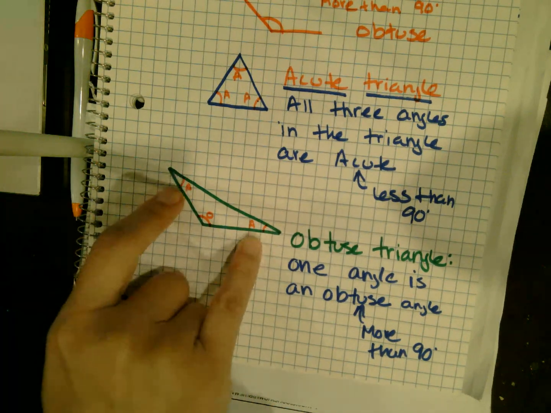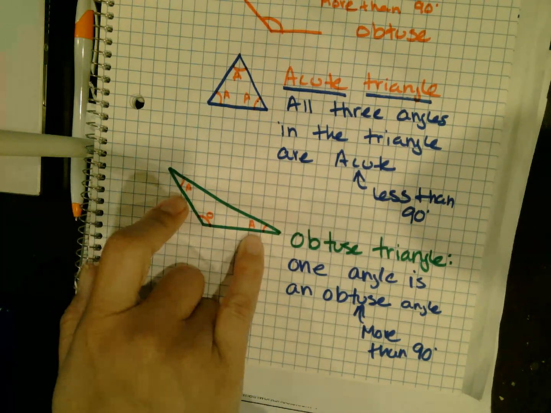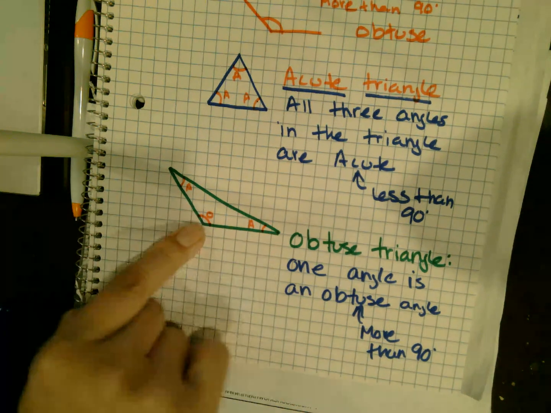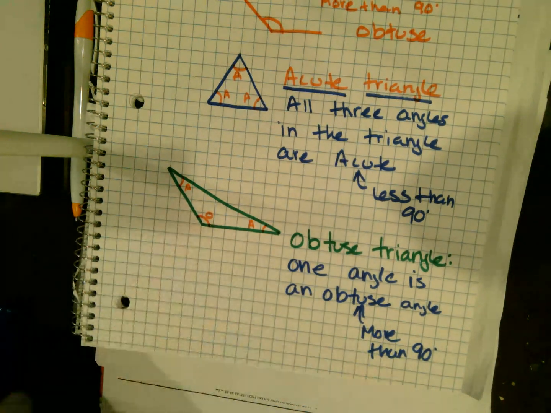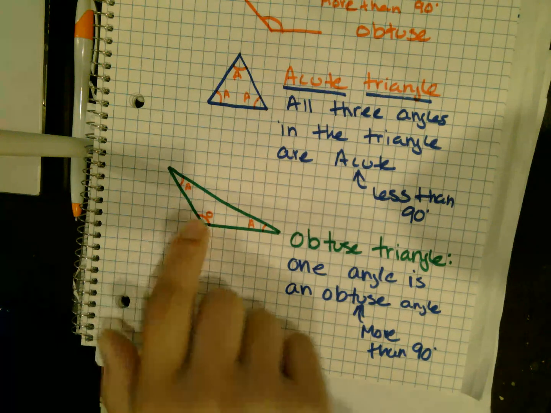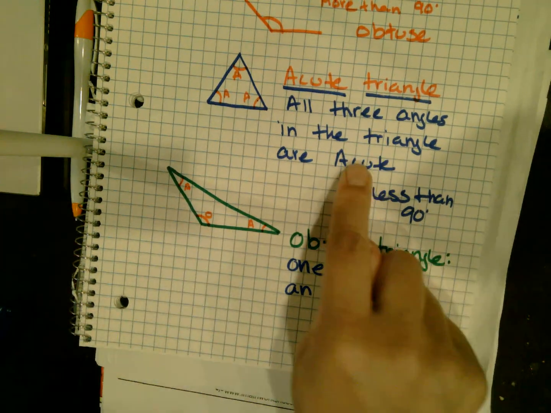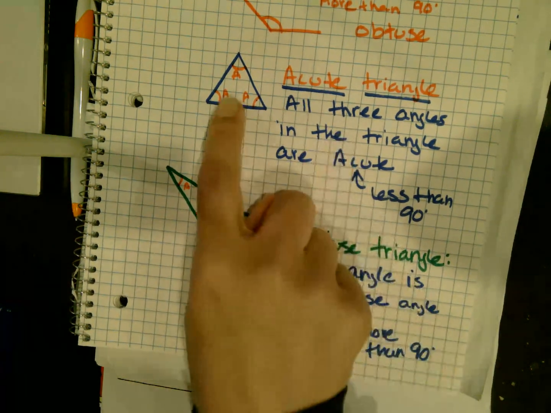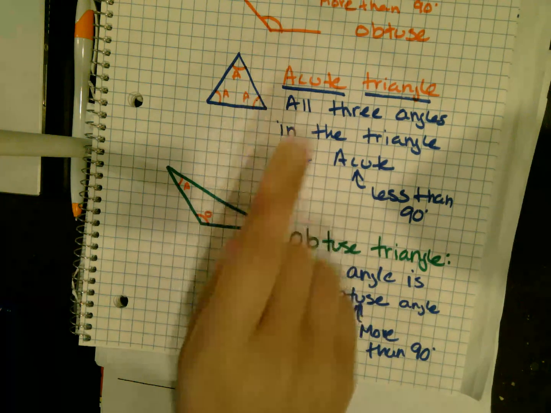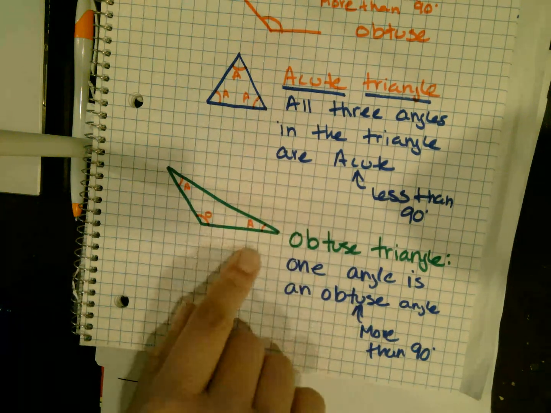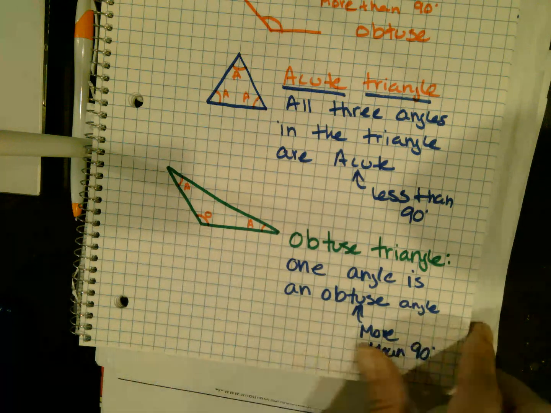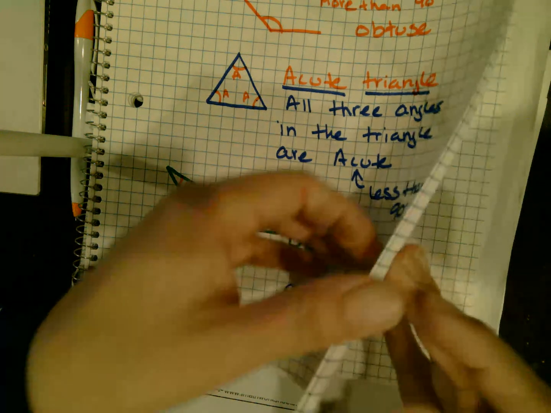Even though you have two acutes, they're weak. They're overpowered by the obtuse, the strong one. Okay, so this one has more power, so the whole thing is called obtuse. This one's called acute because all three of them are acute. This is called obtuse because just one of them is. You just need one. Okay? All right. Next up.